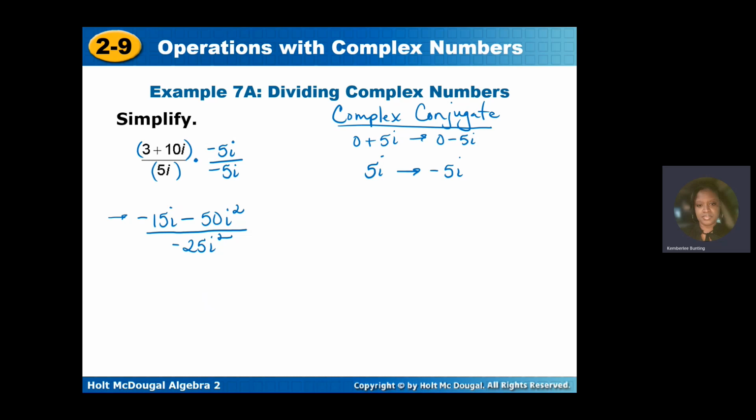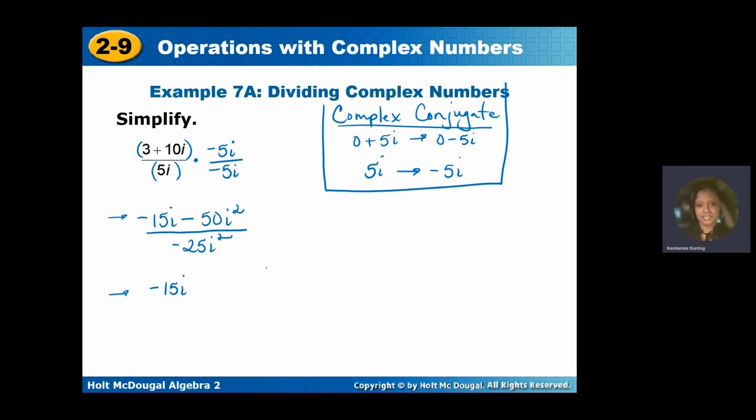All right? So now guess what I'm going to do in the numerator and the denominator? I'm going to simplify it. I see an i squared, and I know that i squared equals negative 1. So now let's simplify, shall we? On my next line, I'm going to have negative 15i. I'm going to put the step here, but some of you all know that negative 50i squared is just going to be plus 50, right? But let me put the step.